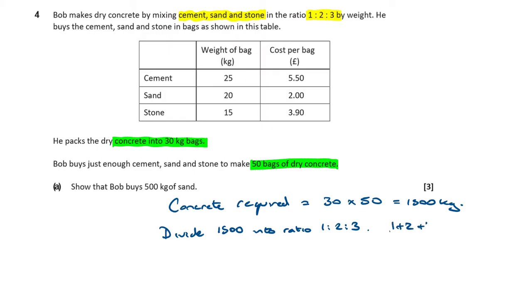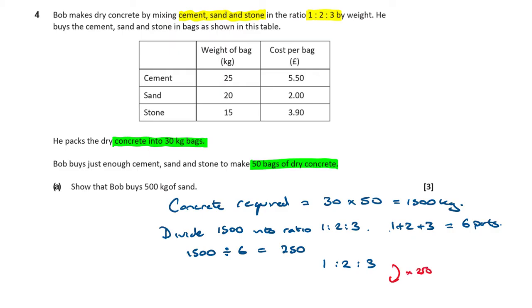Well, we add all the ratios together. 1 plus 2 plus 3 is 6 parts, isn't it? Then we're going to divide our 1500 kilograms into 6 parts. So 1500 divided by 6, and that will tell you how much each part is worth. 1500 divided by 6 comes out to be 250. So 250 for each of those parts, isn't it? So that means we can take the ratio of 1 to 2 to 3 and scale it up by a factor of 250.